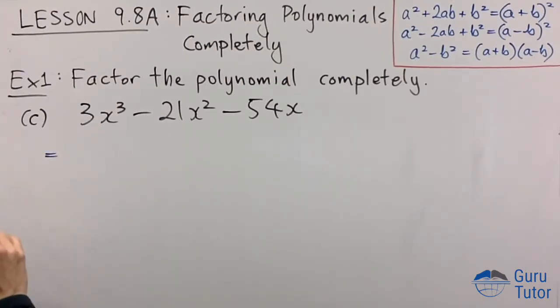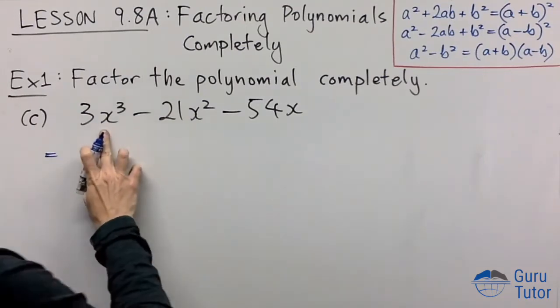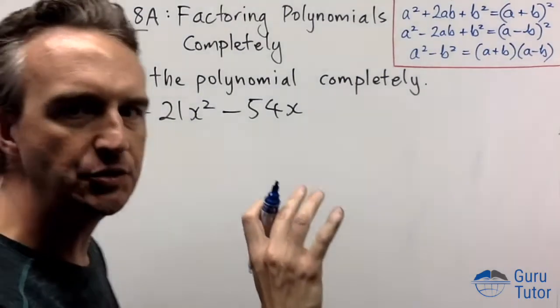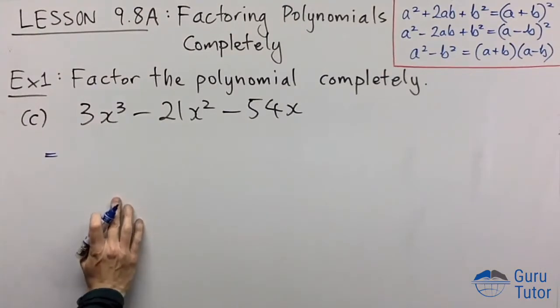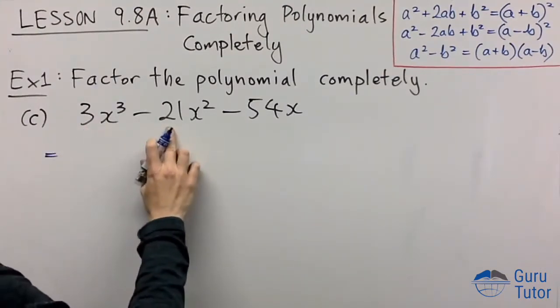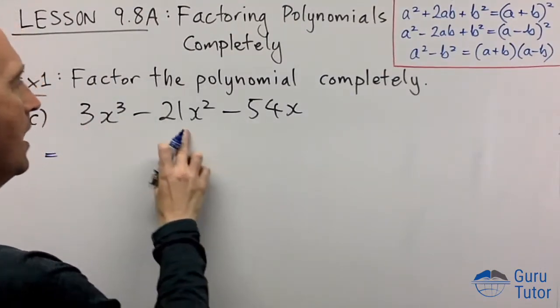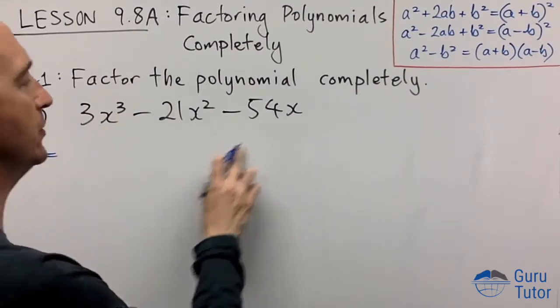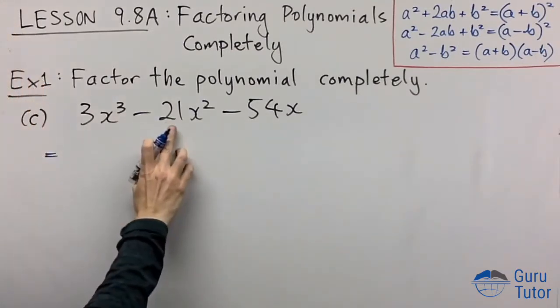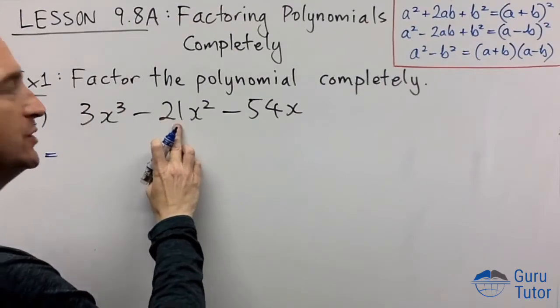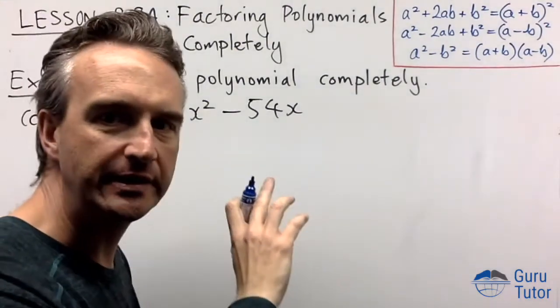What are we going to do here? All it says is factor this polynomial completely. So the first thing you should always look for is a common factor. And what have we got here? 3, 21, 54. These three numbers are divisible by 3, I know that. There's a little trick here. If you add the digits, 2 plus 1 is 3. 3 is divisible by 3, yes.